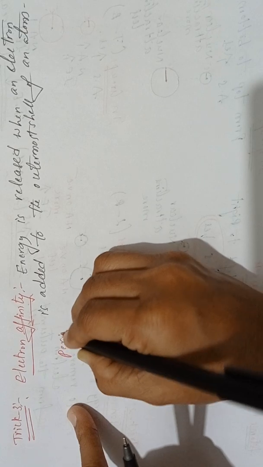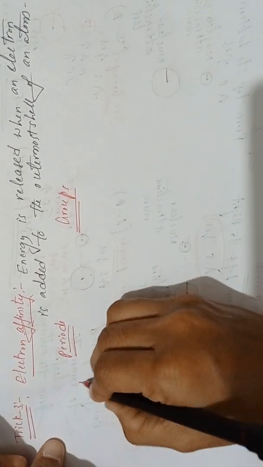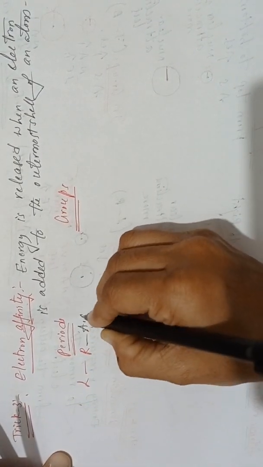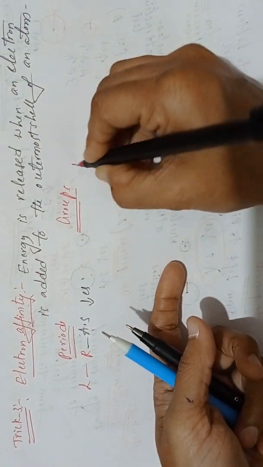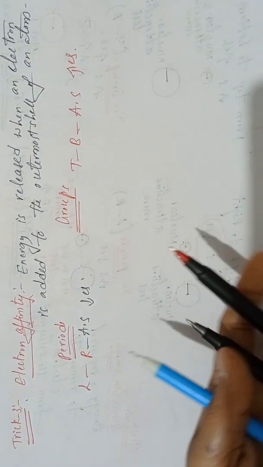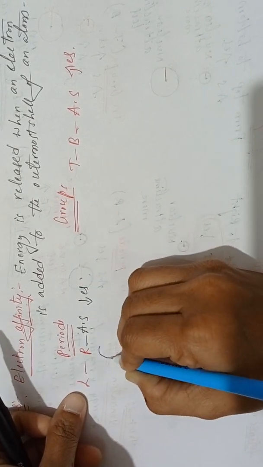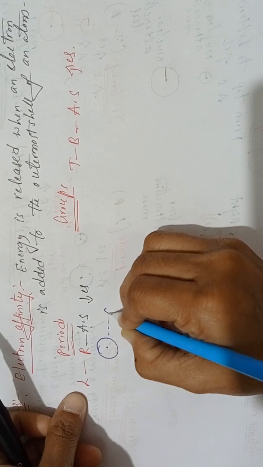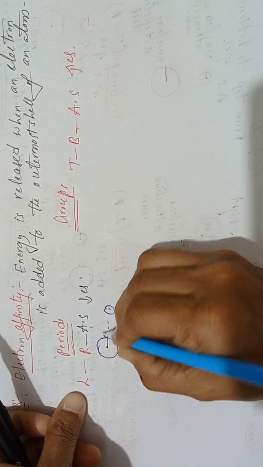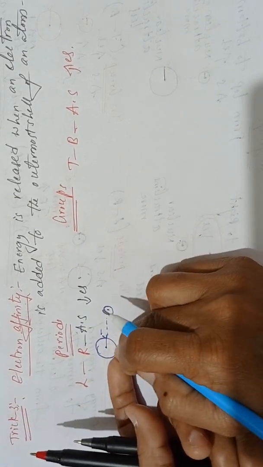How does it change in periods and in groups? In periods means left to right. What happens, students, in periods? Left to right, atomic size decreases, correct? In groups, top to bottom, atomic size increases. Decreases means what, students? Big to small. So this is the bigger size atom, and this one is the smaller size atom.